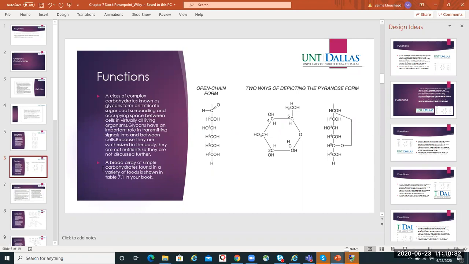You can see here in the picture a class of complex carbohydrates known as glycans. They form an intricate sugar coat surrounding and occupying space between the cells in virtually all living organisms. They have an important role in transmitting signals into and between the cells. Because they are synthesized in the body, they are not nutrients, so they are not discussed further in this chapter. The broad array of simple carbohydrates found in a variety of foods is shown in table 7.1. You can see that table in your book.